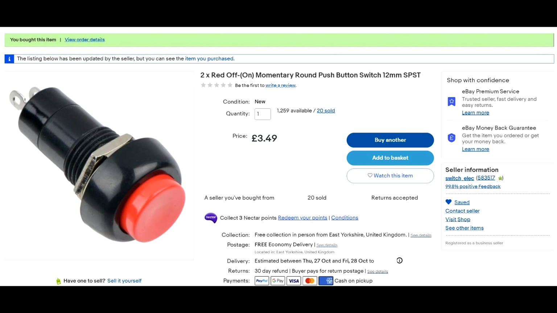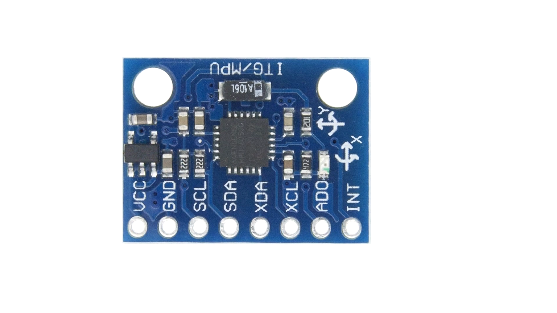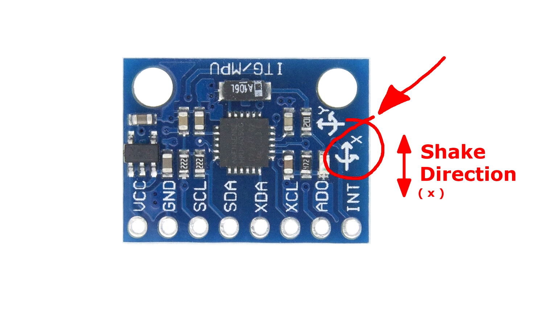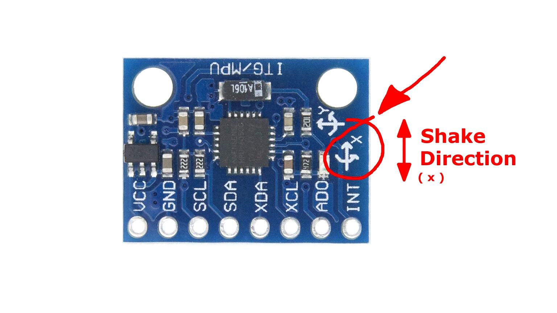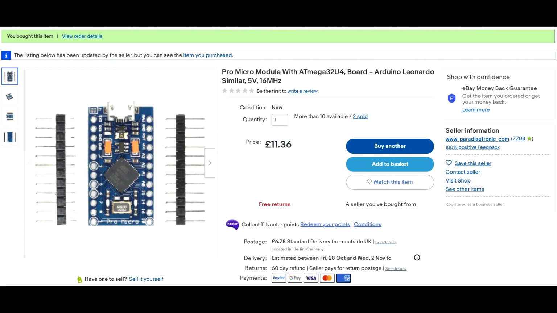These work perfectly well. And then I used an accelerometer module, which enables the thing to detect when you shake it. So you shake the keyboard backwards and forwards when you want to shake the table. And these things are used for drones, and this here shows the X direction, and that's the direction that you shake it in, and the software detects that and turns that into a key press that tells the machine that it's been shaken. And finally, you need an Arduino Pro Micro.